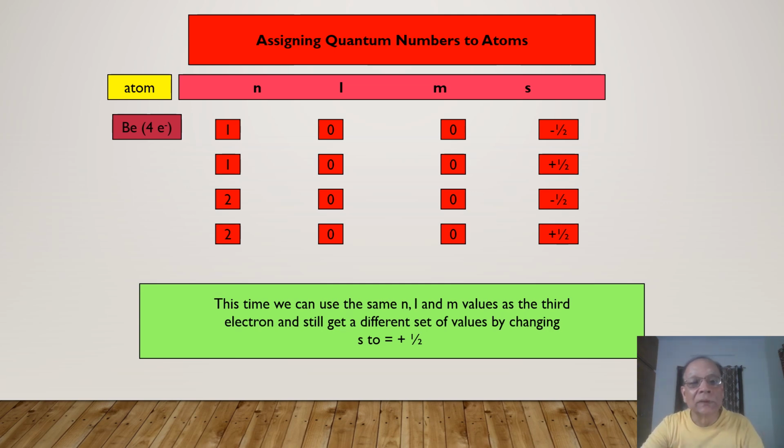Beryllium, four electrons, so there will be four sets: the first two as in the case of helium, the third as in the case of lithium, and the fourth electron is shown here. So N is equal to 2, L is equal to 0, M is equal to 0, and if the first one was minus half, this is plus half. This time we can use the same N, L, M values as the third electron and still get a different set of values by changing S to plus half. So S has been changed here to plus half.